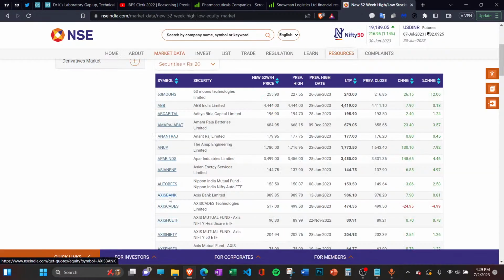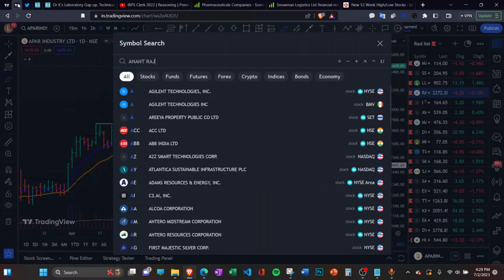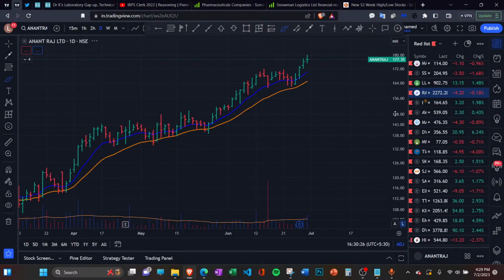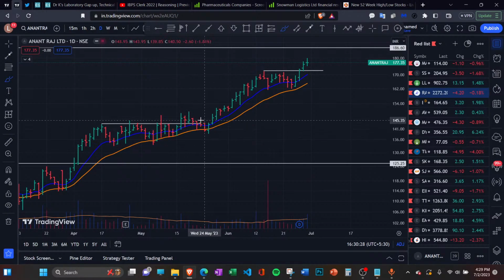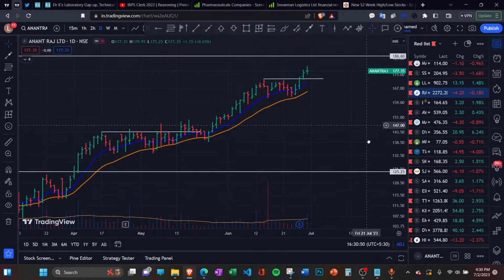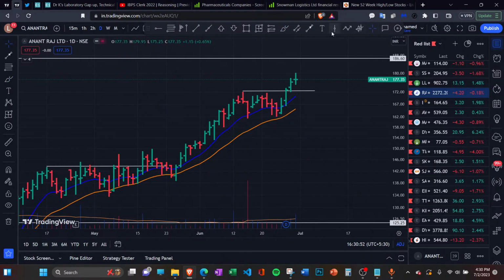Okay, if I look at the other stocks, Anantraj, again, the stock after this consolidation, when the price finally broke out, it stayed above the 21 moving average, above this point. Suppose you bought it at 146, 147. Okay, and then there was this consolidation here, a brief consolidation. This one is a very brief consolidation, and then there was the breakout.